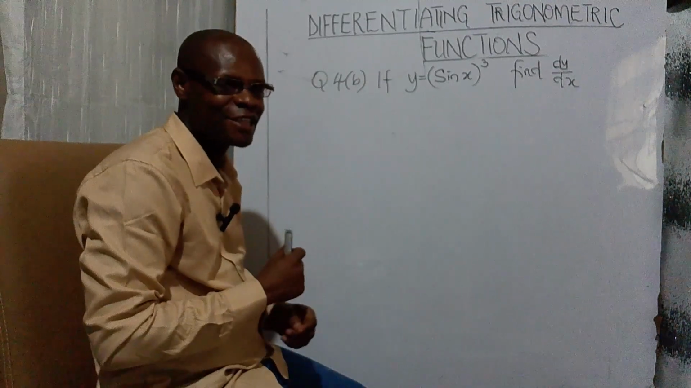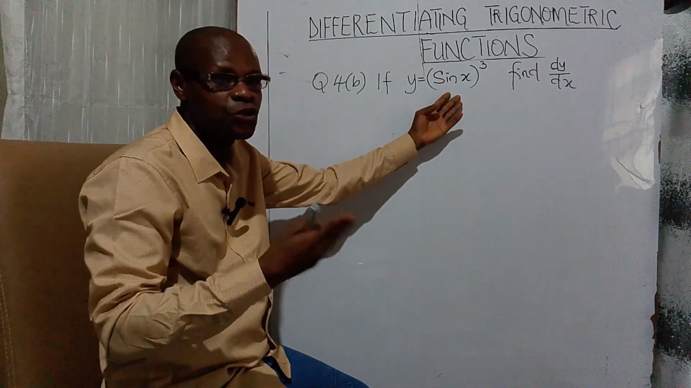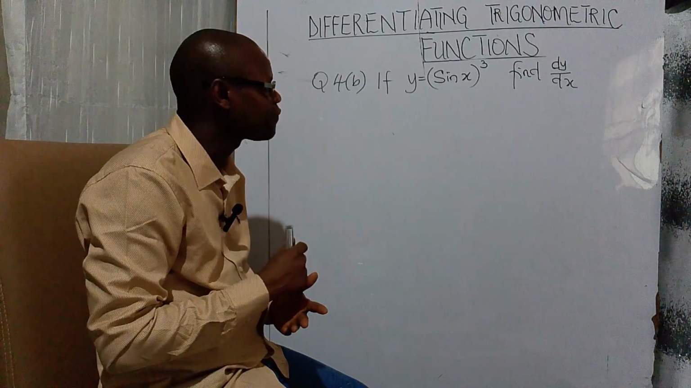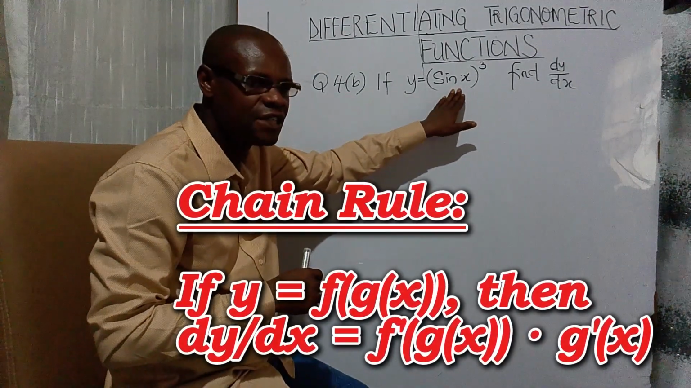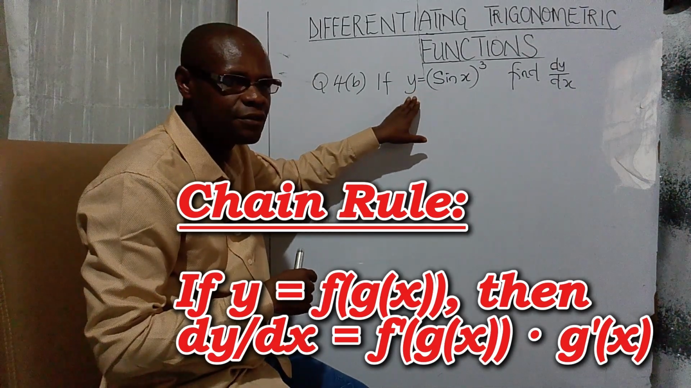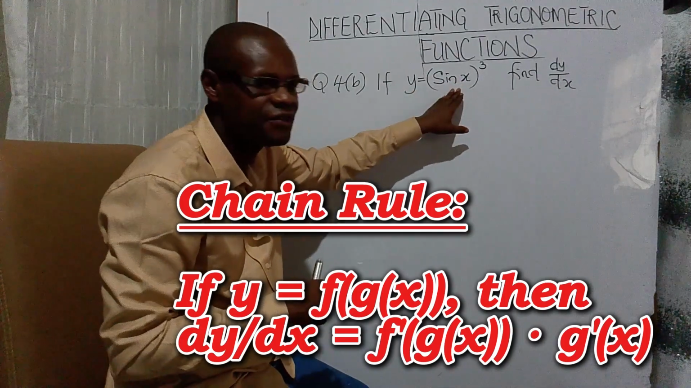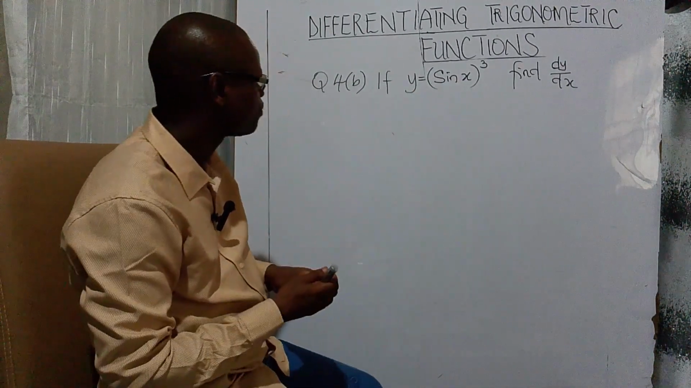Now let's take a look at question 4b. This is a function raised to a power, so therefore we have to apply chain rule. Now, the principle behind chain rule is that we use a different variable for the inner function. So we take the derivative of the outer function, we now use it to multiply the derivative of the inner function. That is how chain rule works. Let's put that into practice.